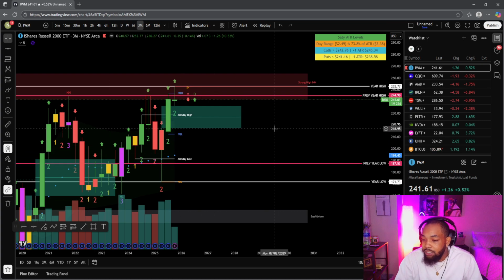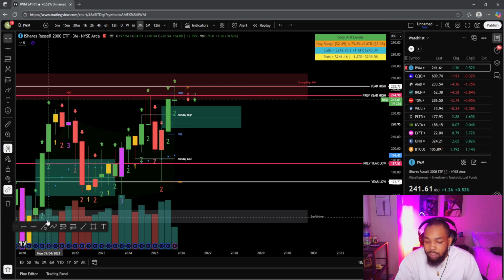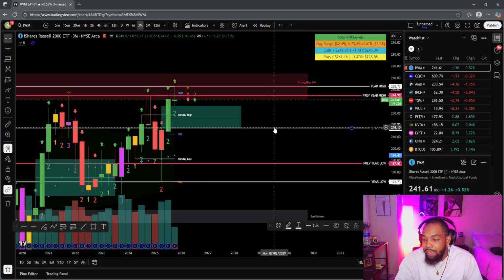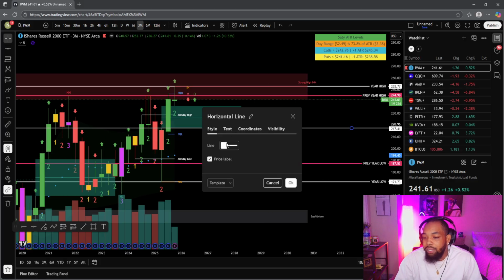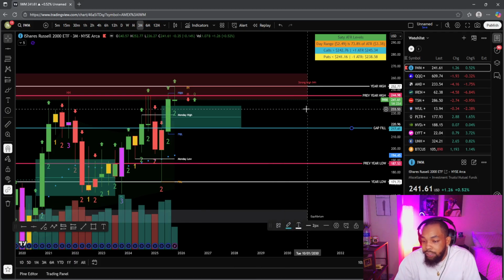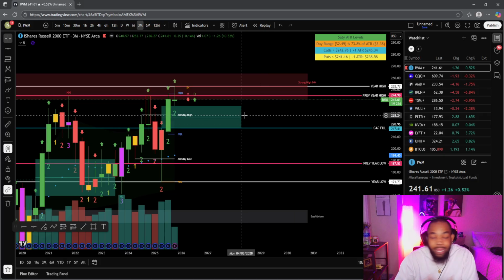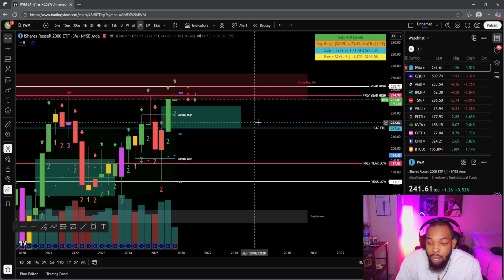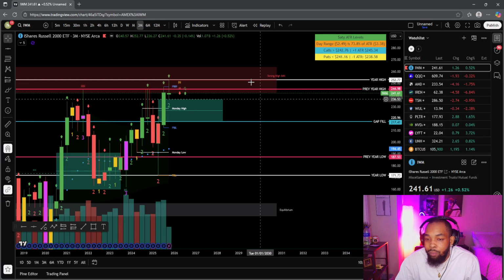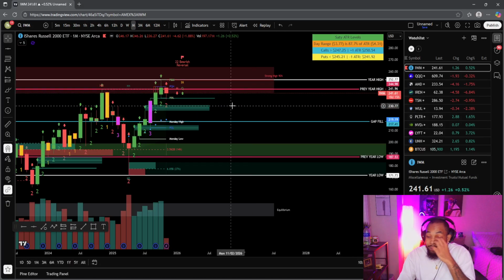Because this level is something you can use, since price will get to this point at some point in time. I got that saved right there. But price will get to this point at some point in time. Some point in time, price will get to this 217 level. So that's all I'm seeing on this 3 month time frame that I really want to mark out. Now let's go to the monthly time frame.